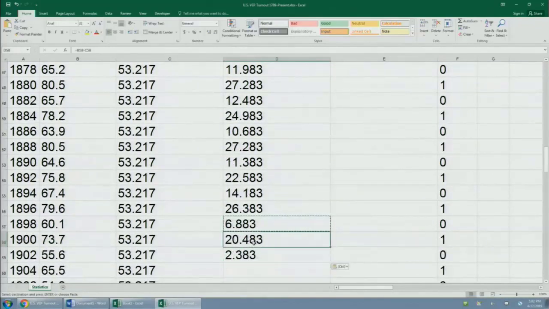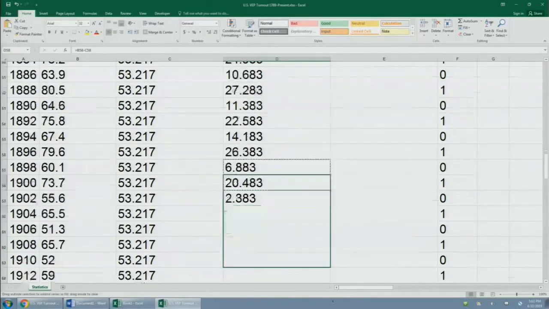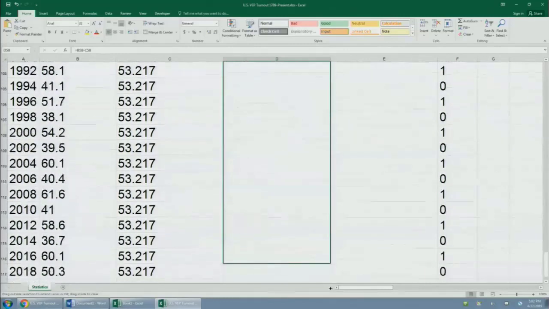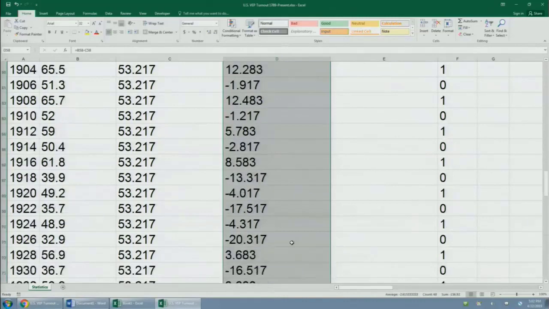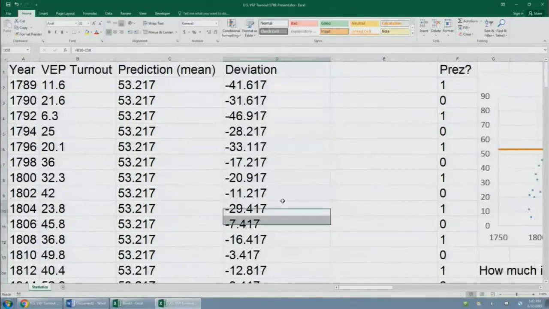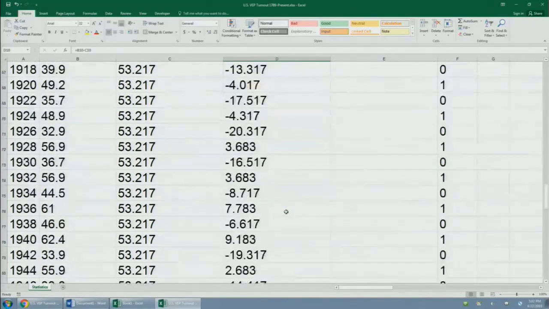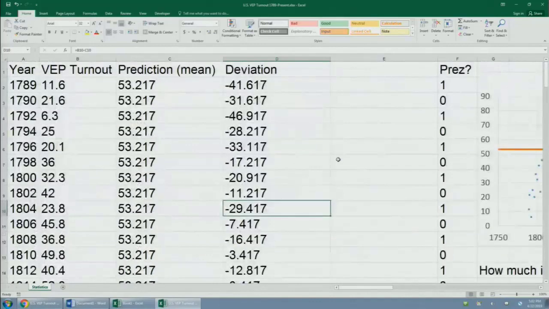I'm just going to do a quick cut and paste by clicking on that little square and dragging it down all the way up to 2018. It's going to tell us by how much it's off. Okay? So that's telling us what direction it's off by.